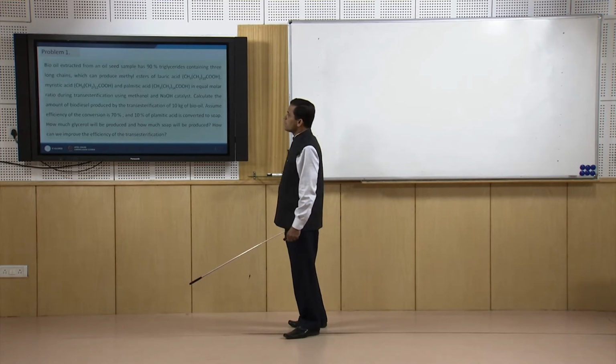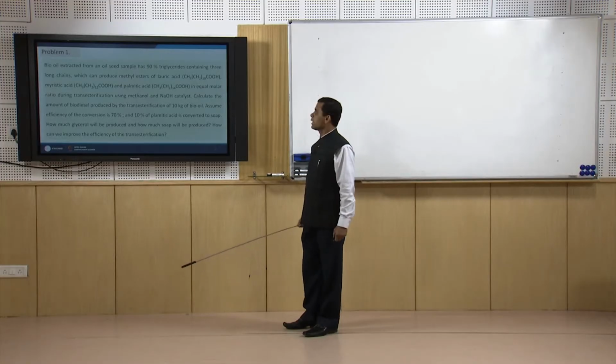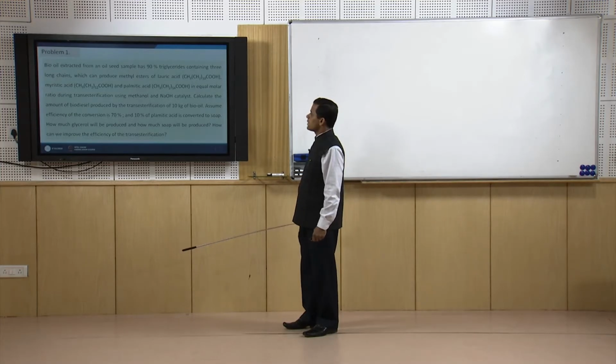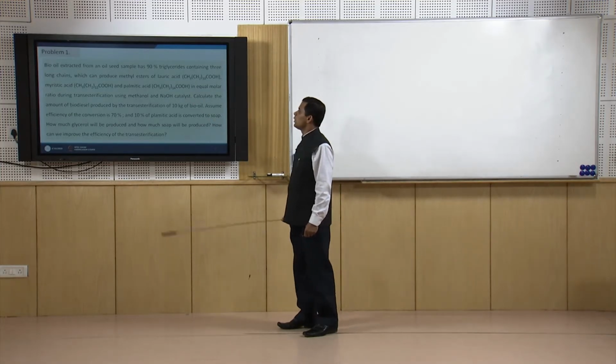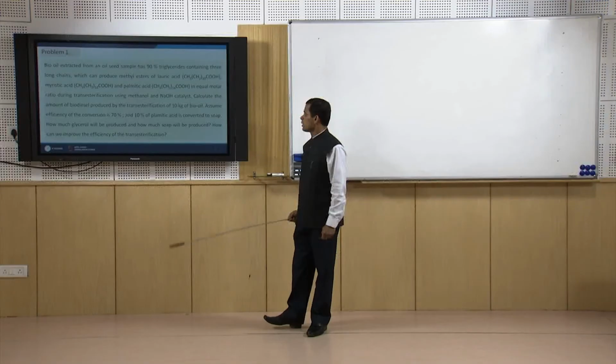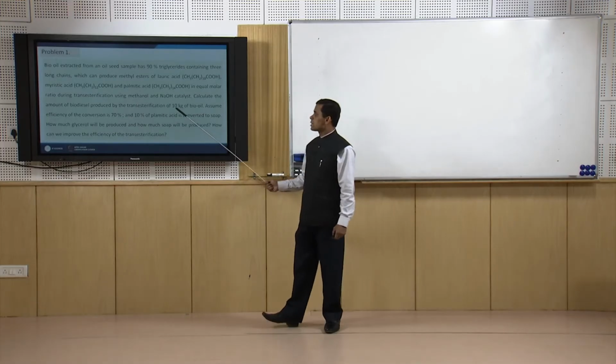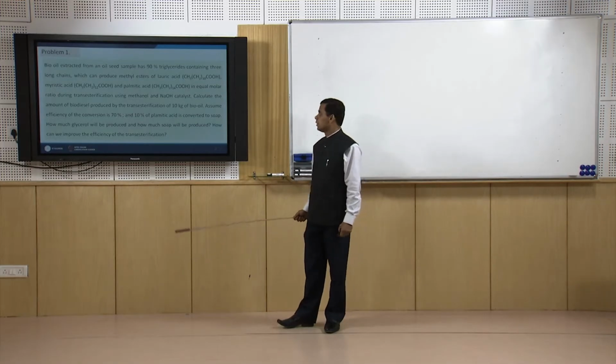Our problem number 1 is: bio oil extracted from an oil seed sample has 90% triglycerides containing 3 long chains which can produce methyl esters of lauric acid, myristic acid and palmitic acid in equal molar ratio during transesterification using methanol and sodium hydroxide catalyst. Calculate the amount of biodiesel produced by the transesterification of 10 kg of bio oil.